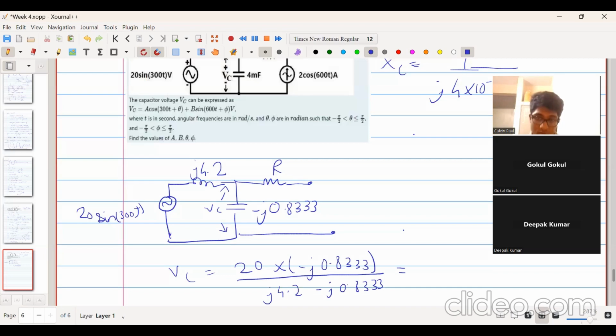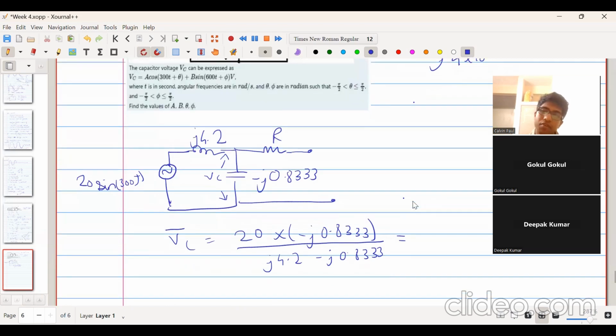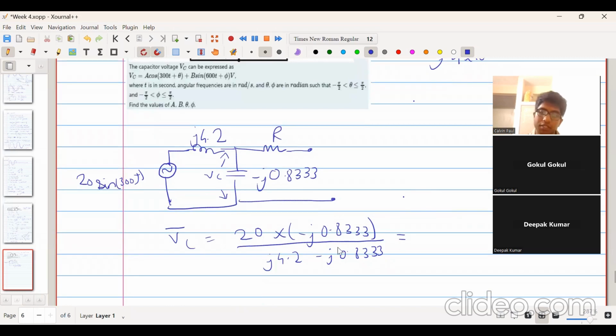Sir, VC is equal to 20 sin 300t multiplied by... Yes, that is there, but let us ignore the sine term because we are applying the phasor concept and trying to solve for the value of VC. This is VC bar, the VC phasor. Then when we want to write in time domain, we will put it in. But first you solve this and tell me how much.